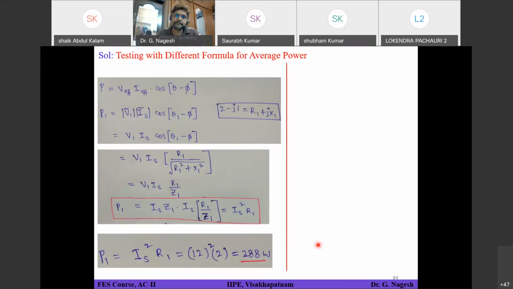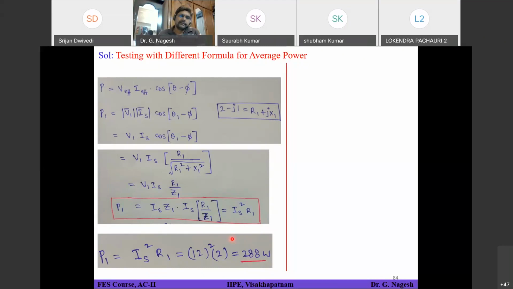Yes, sir. Okay, so R1 is the real value only, 2 ohms in the present case. That's why I have written here 2 minus j1, which is R1 plus jX1, so X1 is minus 1. This is the formula I have straight away told. If you go into how we arrived at this formula, this is the process you have to follow to achieve that formula, that means I effective square into R1.